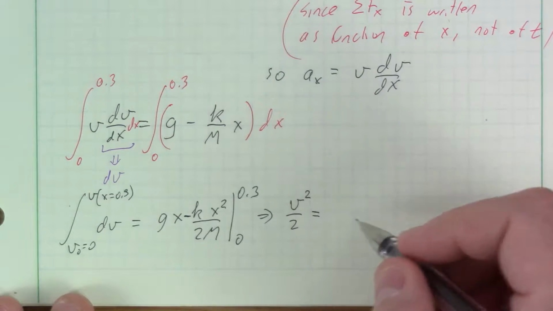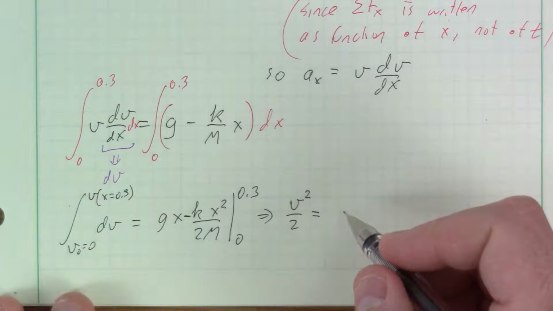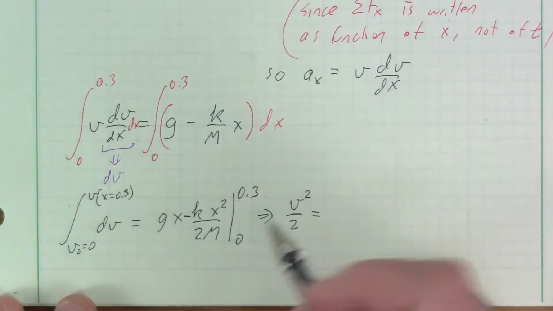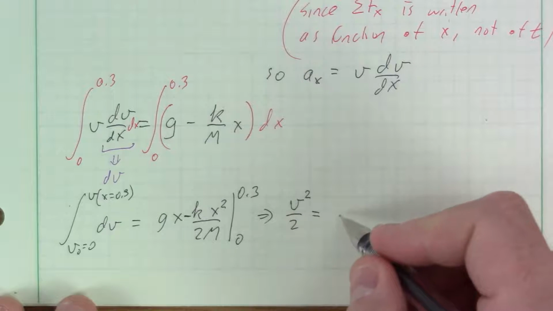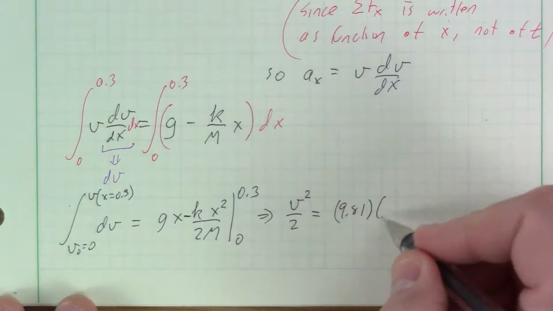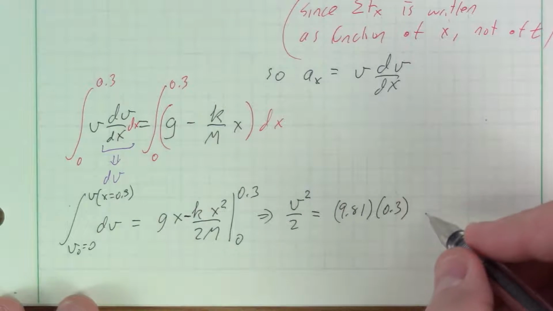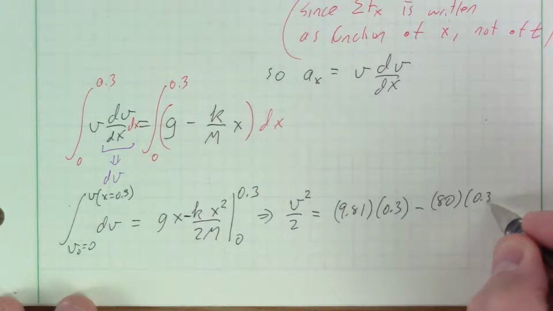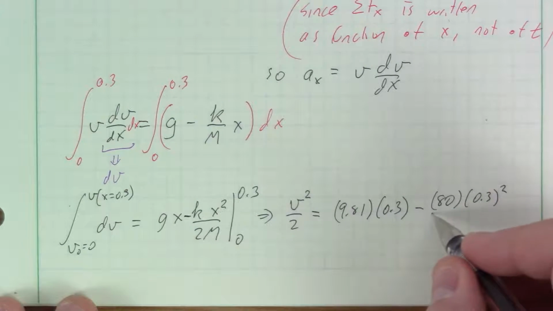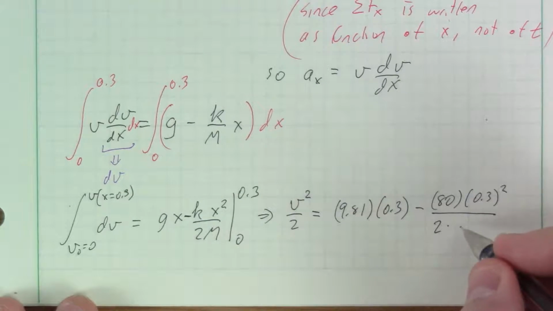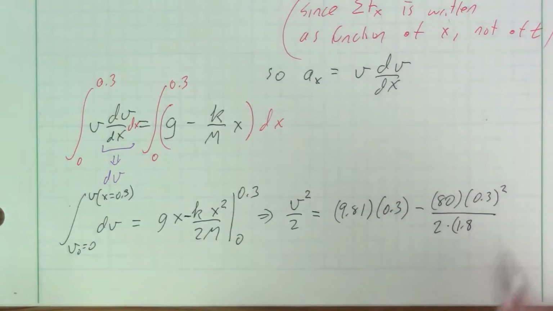So you know, we could actually plug these in. We will have a value of, let's see, g, which is 9.81, times 0.3, minus 80 times 0.3 squared over 2 times 1.8.